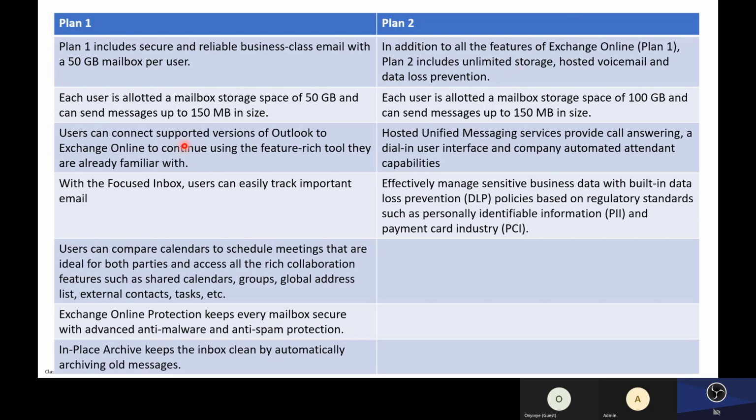Now, another thing you want to be aware of: for plan 1, you can have 150 gig, quite all right. But in terms of the size of mail it can send, the maximum size is 150 MB.